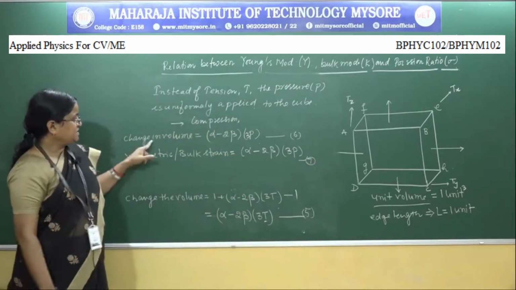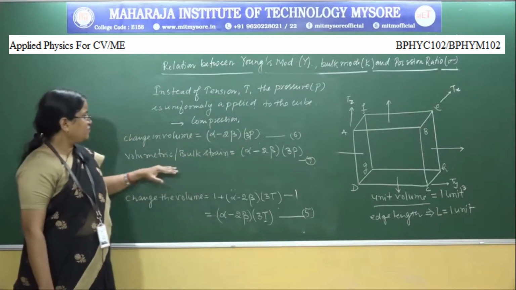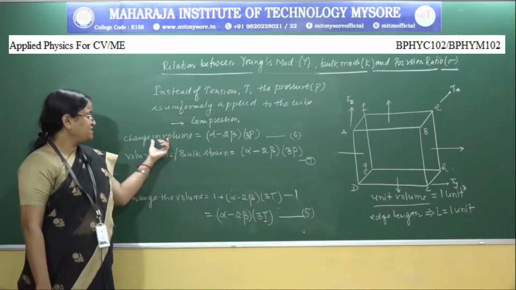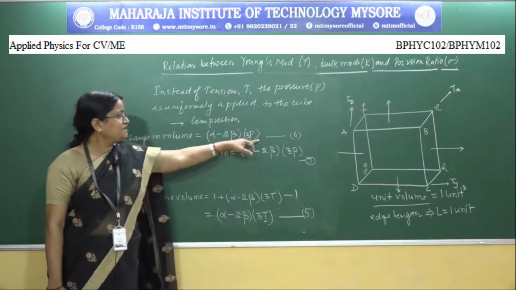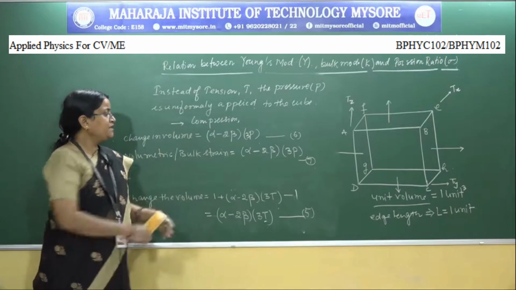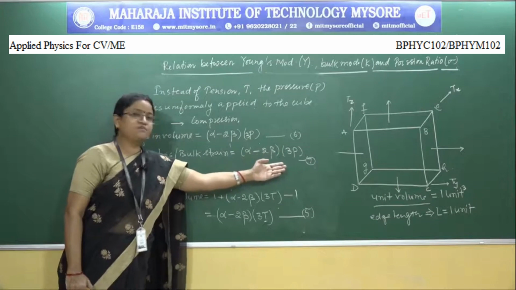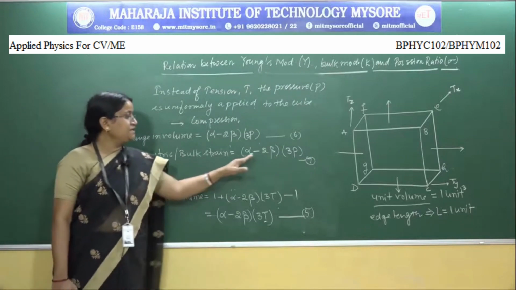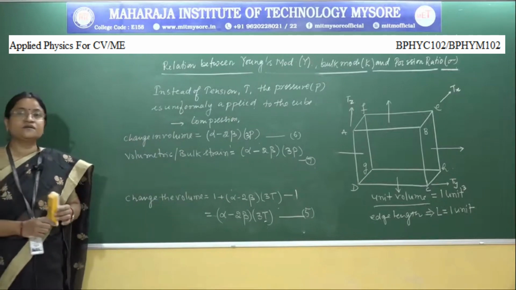Again, the change in the volume is alpha minus 2 beta into 3P. If we want to calculate the bulk strain, which we call the volumetric strain as well, it will be the change in the volume divided by the original volume. As the original volume of the cube is 1, if you divide the change in volume by 1, you will get the term alpha minus 2 beta into 3P itself. So, our volumetric strain, or bulk strain, is alpha minus 2 beta into 3P.